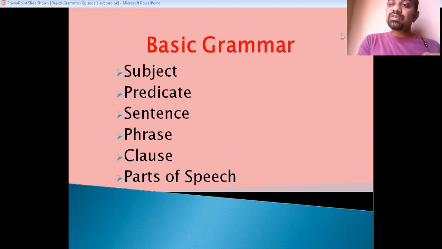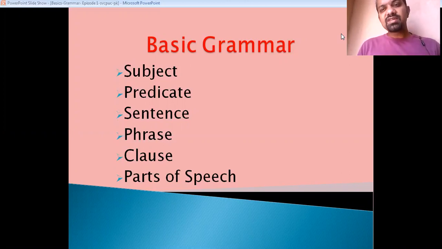Why is it important to know or recall our memory on subject, predicate, sentence, and so on? It is very important to identify the subject in the given sentence because we are going to study passive voice, reported speech, subject-verb agreement. In every aspect, we must really have a clear idea as to what the subject is in the sentence. It makes our job easy.